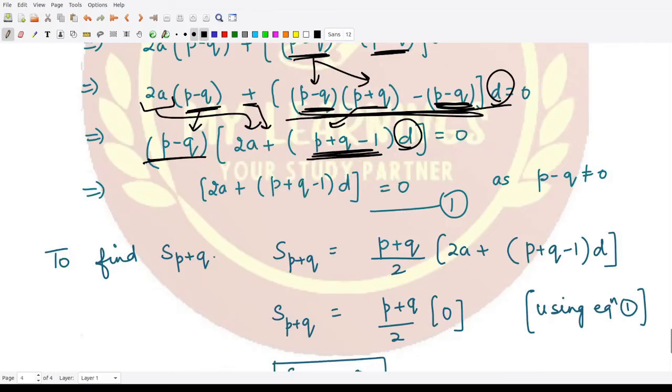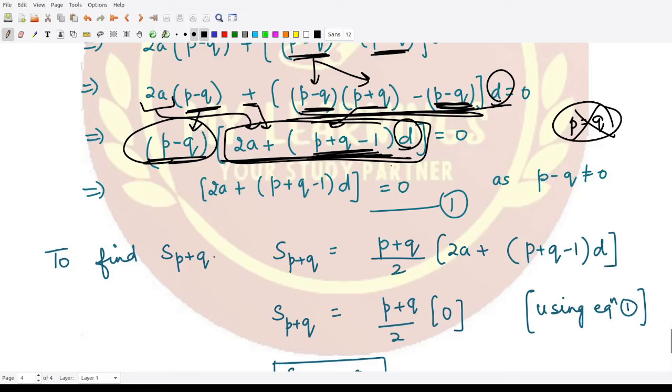Now you see, either this is 0 or this term is 0. Now this cannot be 0. If that is so, we would have p equal to q, but this is not the case, right? So that means only this term would be equal to 0. So we have this term as equal to 0. Let's mark this as equation 1. So this is one relationship that we obtain by solving our relation.